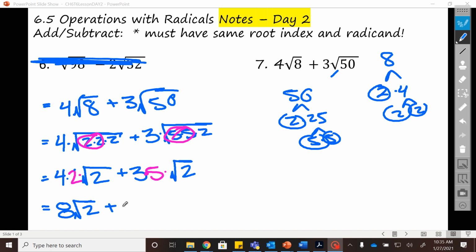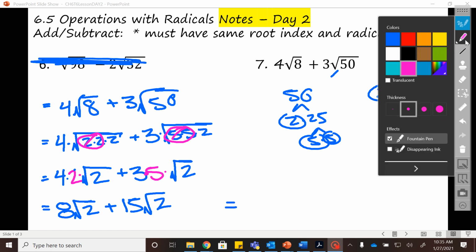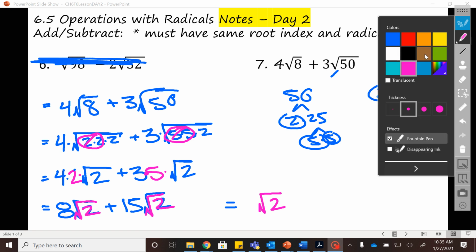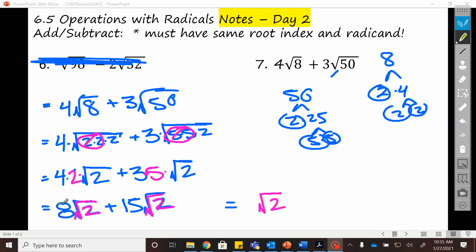Plus 3 times 5, which is 15. So this is 15 square root of 2. So my answer, all right, I have square root of 2 and square root of 2. So my answer is going to be some sort of square root of 2. To find the number in front, I just have to combine the 8 plus 15. So 8 plus 15 is 23. So my answer is 23 square root of 2, or 23 times the square root of 2.